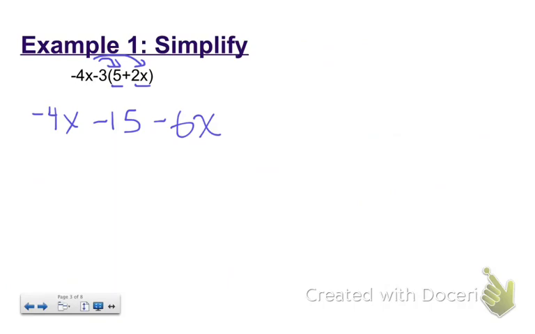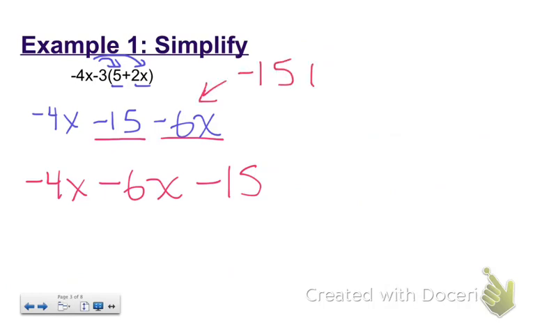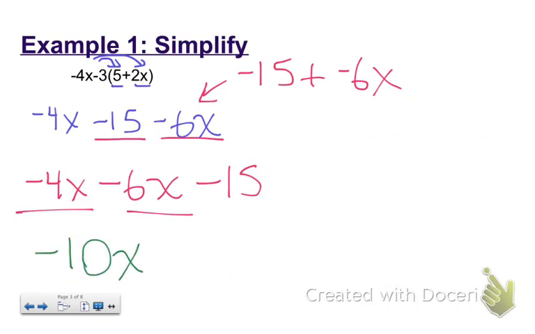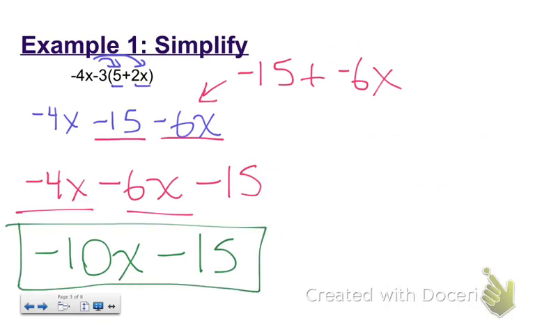And now, like I said earlier, we're going to use the commutative property to rewrite this. So the commutative property allows me to switch these. So -4x minus 6x minus 15. And the reason I can do that is because technically that is the same thing as -15 plus -6x. So because of the commutative property of addition, I can flip them around, and then it's easier to combine my like terms. So now I have -4x minus 6x is -10x minus 15. And that would be all the way simplified. That's as far as you can go.